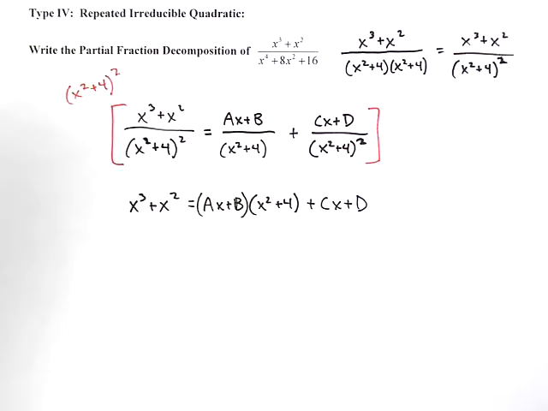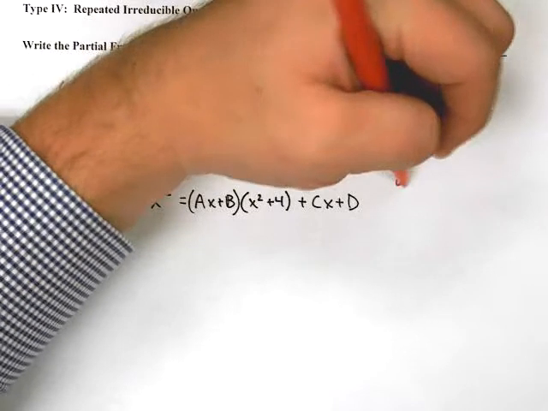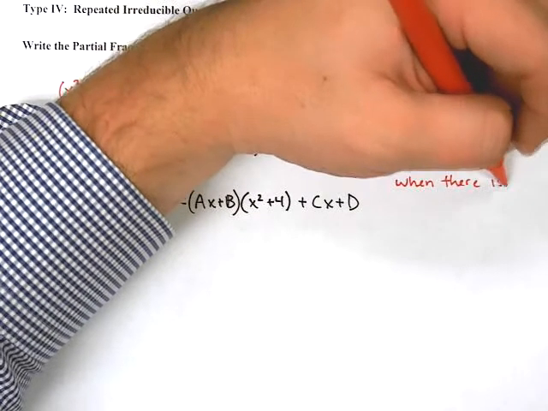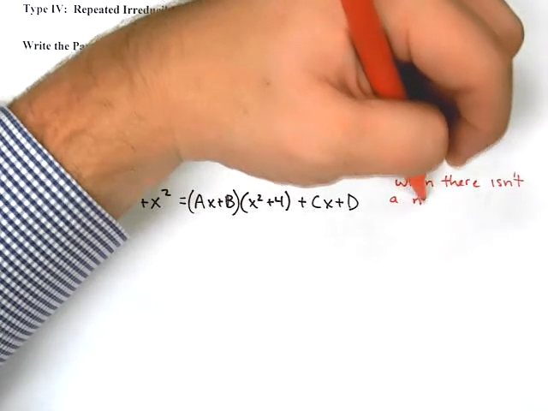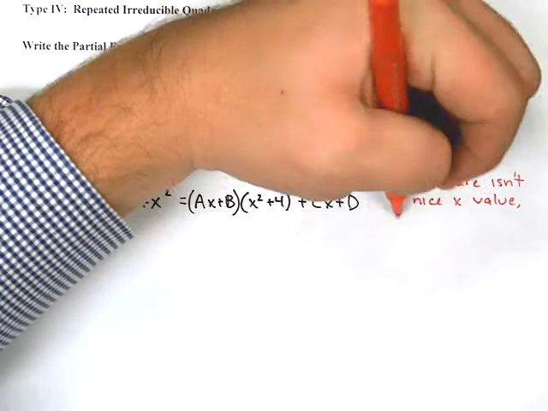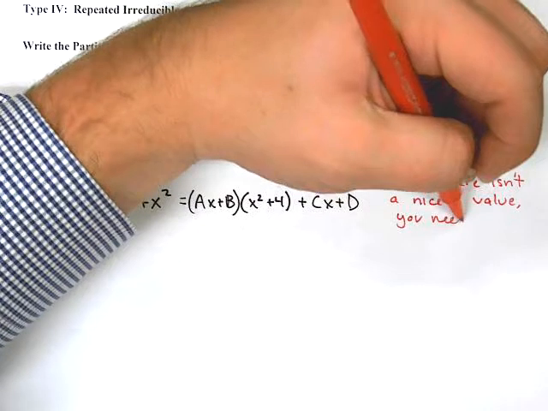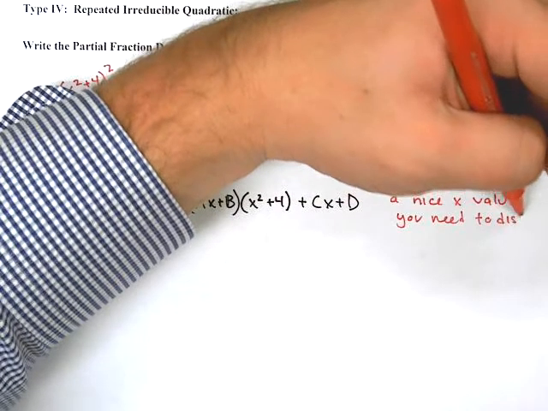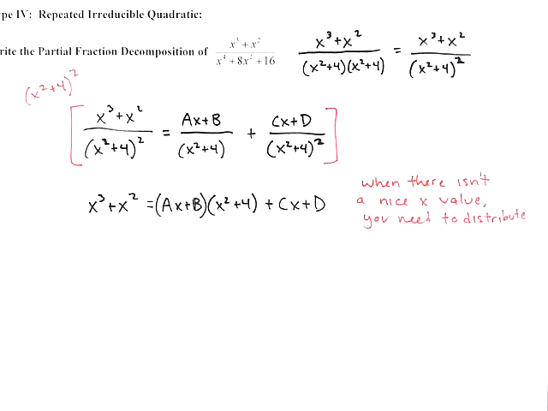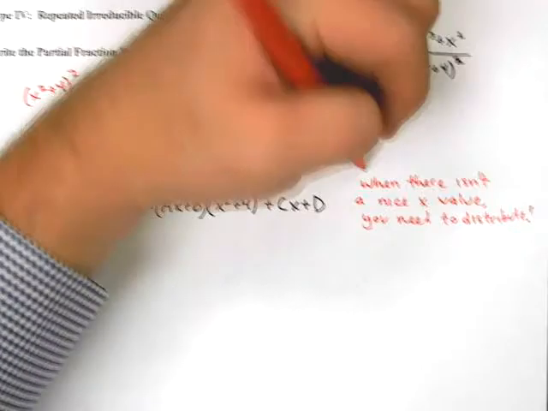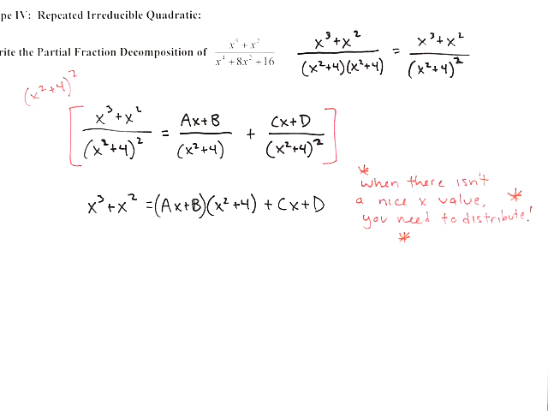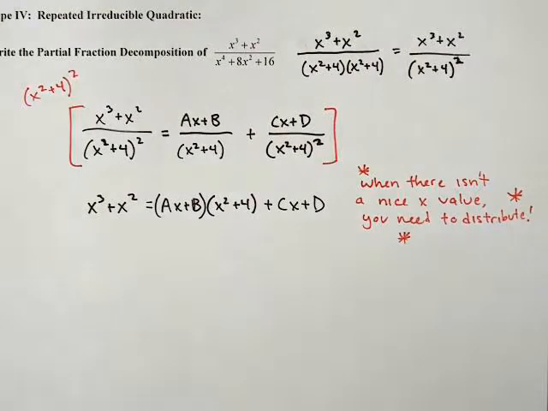let's change colors just so you know that this is important, okay? When there isn't a nice x value, you need to distribute. Okay, sorry, I went off the page a little bit there. You need to distribute. Alright, so mark that up. So you know this is important. And now we're going to do it. Okay, we're going to do this.